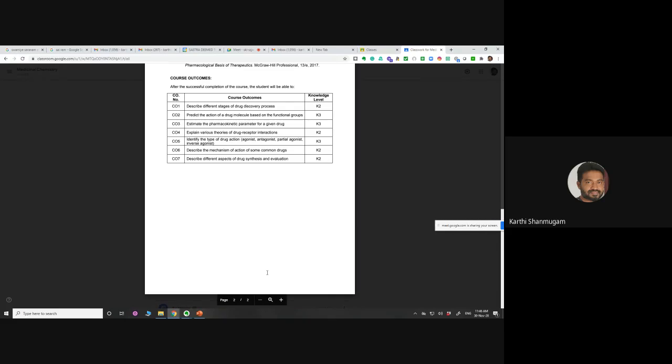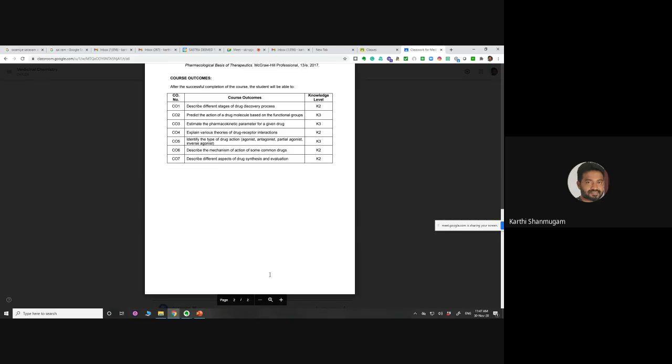You have to write four 15-mark questions out of six and one 20-mark question, which is compulsory. This is the question pattern for your final examination. For internal marks, there are six quizzes. Out of six, I'll take the four best.